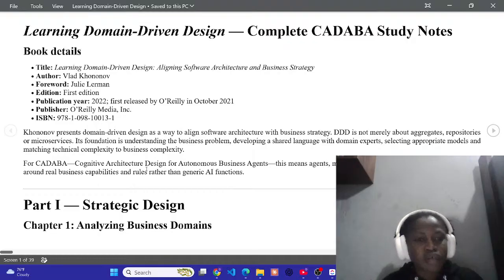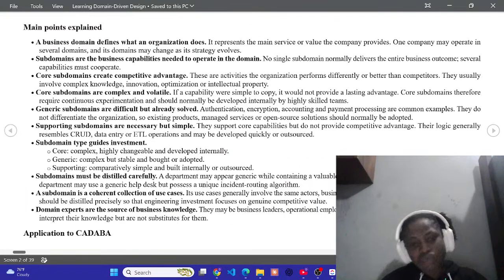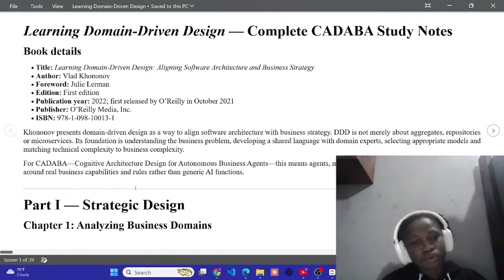So for CADABA, cognitive architecture designed for autonomous business agent, this means agent memory, tools, and workflows should be designed around real business capabilities and rules rather than generic AI function. So this is what we have here.